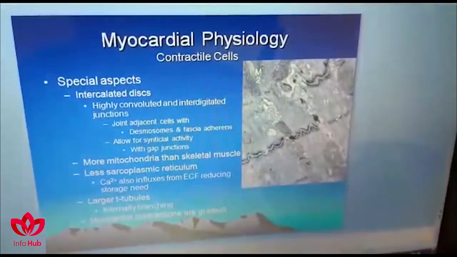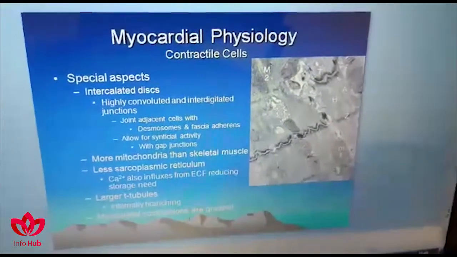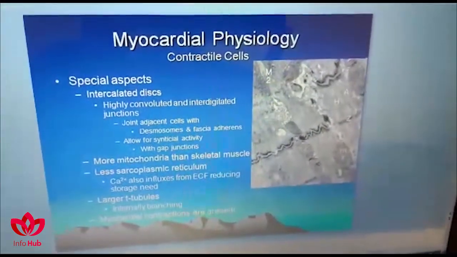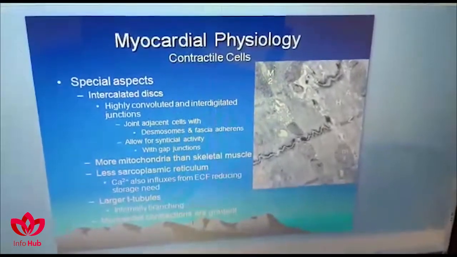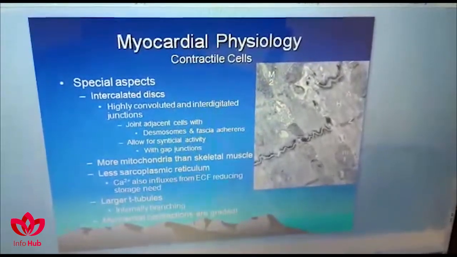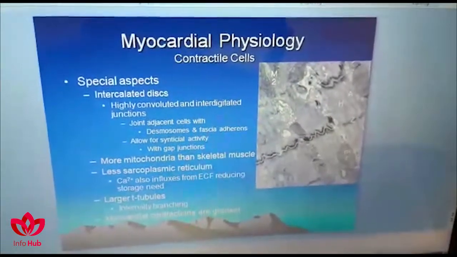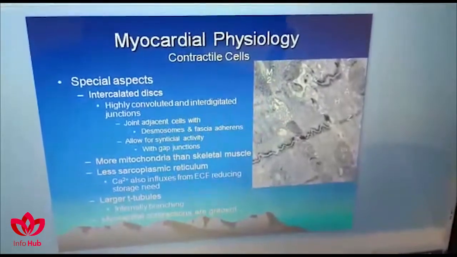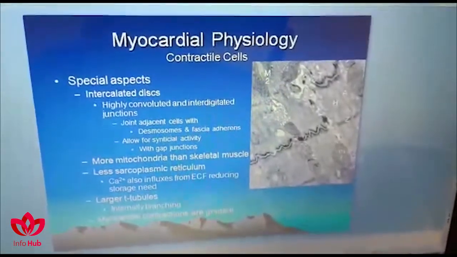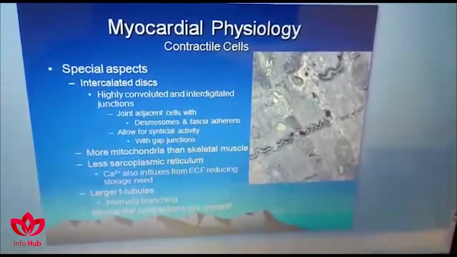Another special aspect is that cardiac muscle contains more mitochondria than skeletal muscle, obviously for the requirement of ATP and energy. There is less sarcoplasmic reticulum because calcium also influxes from the extracellular fluid, reducing the need for storage in the sarcoplasm. There are larger T tubules which are internally branching, and because of these properties, cardiac muscle contraction is always graded.